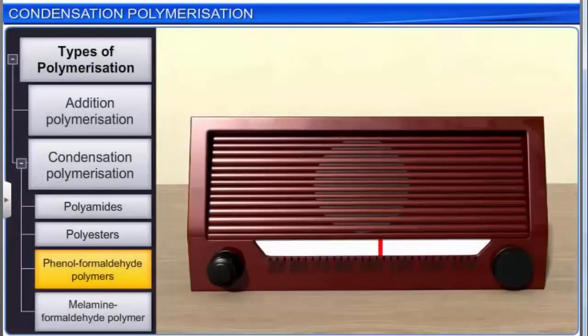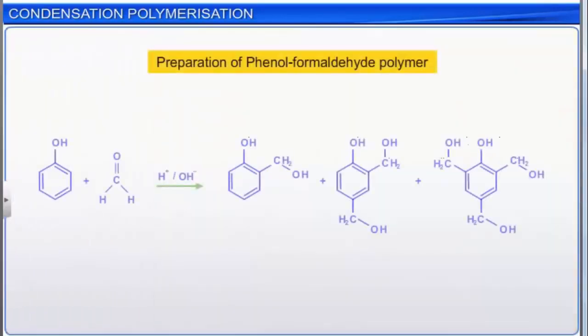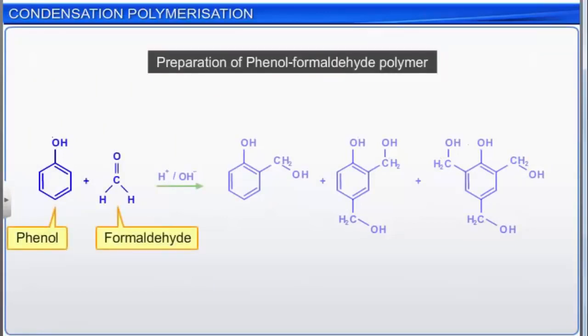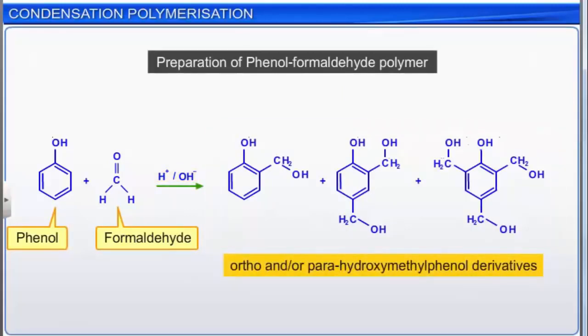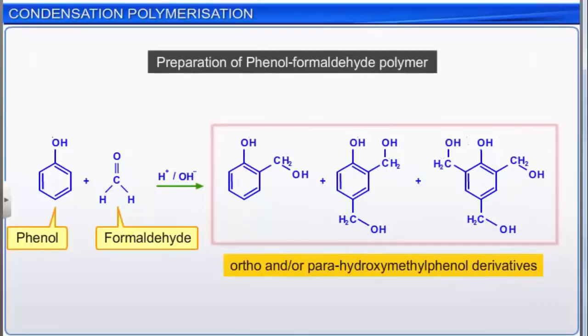Phenol formaldehyde polymers are another important group of condensation polymers. The first step to produce a phenol formaldehyde polymer is the condensation reaction of phenol with formaldehyde in the presence of an acid or a base catalyst. This results in the formation of ortho and or para hydroxymethylphenol as shown in the equation.